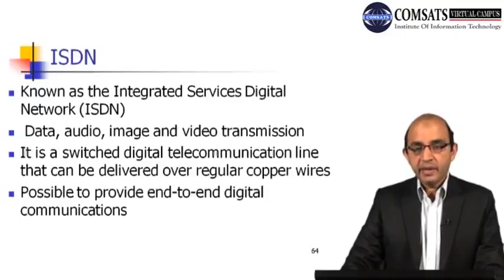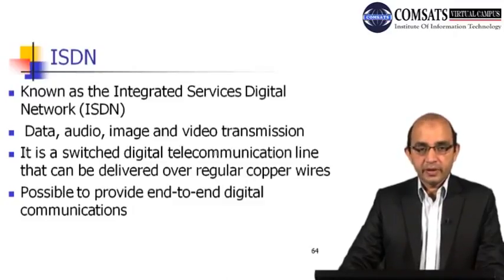So the main feature of ISDN, or the main requirement that is fulfilled by the ISDN technology, is that we can transmit data, audio, image and video on a single link, right? So actually it is a switched digital telecommunication line that can be delivered, or that can be terminated, to the premises of a user over a normal copper pair, right?